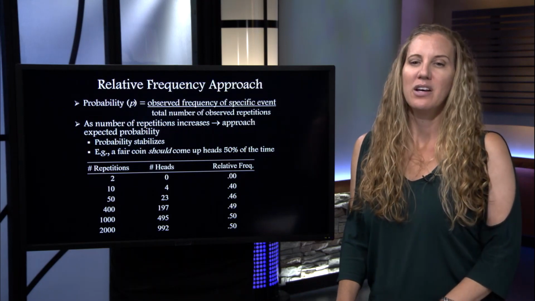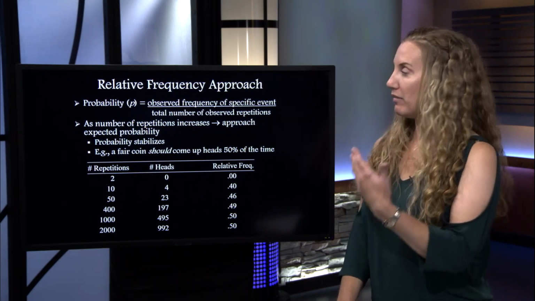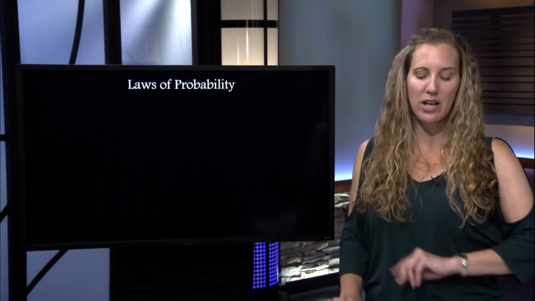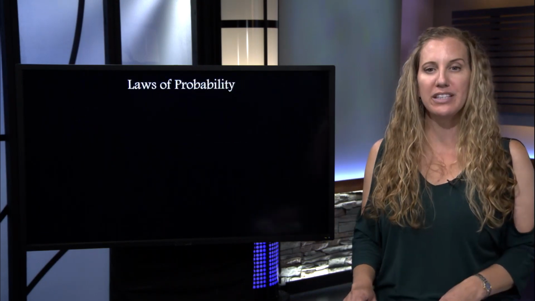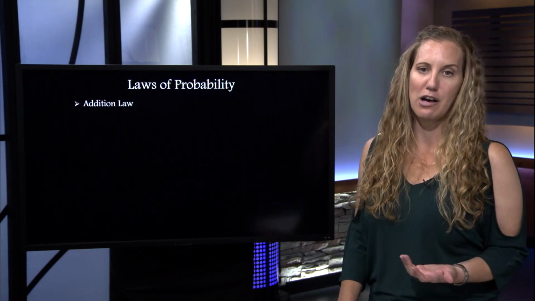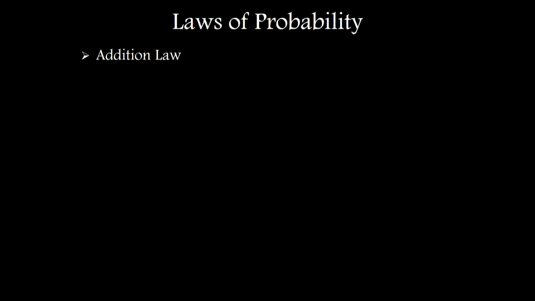So I think we have our basics down. We have our two approaches down. Let's talk about our two laws of probability. There are only two laws of probability, and they're pretty easy to digest. The first law of probability is called the addition law, and the second is the multiplication law.